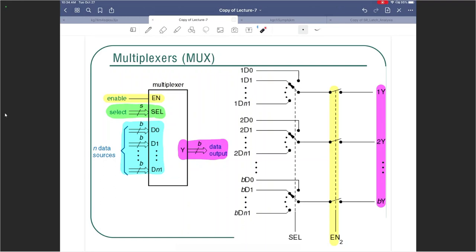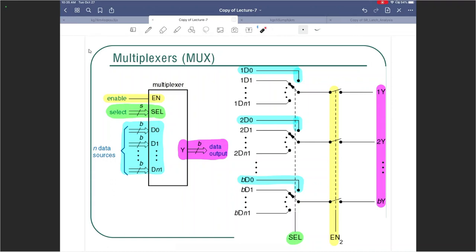Apart from those switches and the output, we also have the data sources. The data sources over here are very nicely bundled up. All B bits of D0 are together, all B bits of D1 are together, and so on. But in the commutator diagram, what we see is the first bit of D0, the second bit of D0, the third bit of D0, and so on, the Bth bit of D0. They're all broken up. Then, depending on your select line, you select one of those bits from D0. If the select line points to D0, then you pick the first bit here, the second bit here, and the Bth bit here. That goes through, and if it is enabled, that appears at the output.